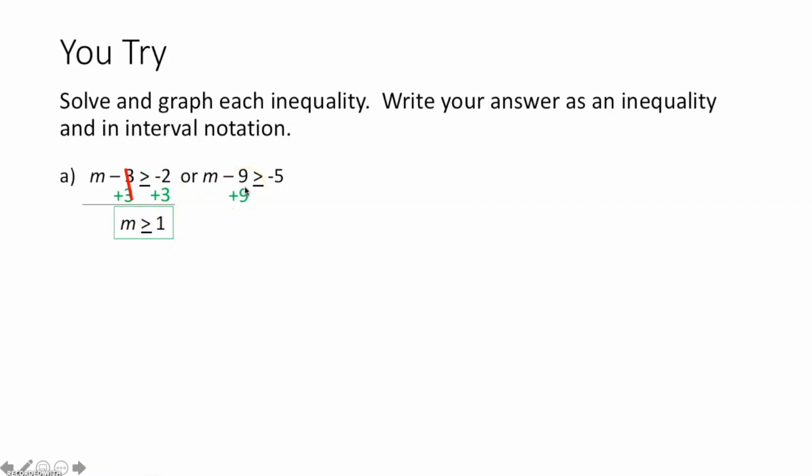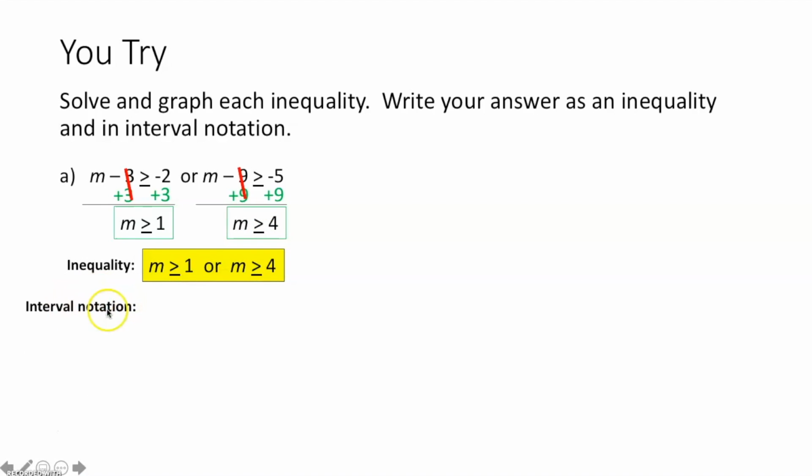Same thing over here. I add 9 to both sides. That way these cancel out. And I get m is greater than or equal to 4. Now I put an or between them, and I have my inequality. After that, I need to write that in interval notation.